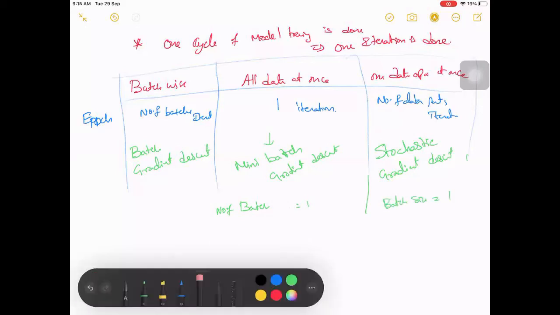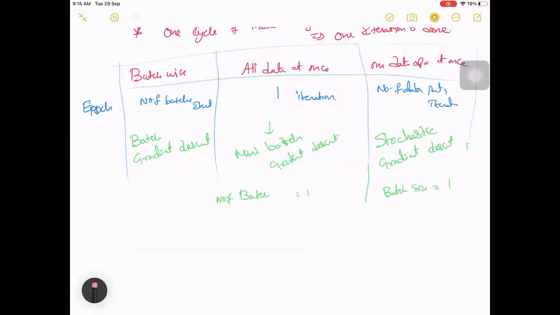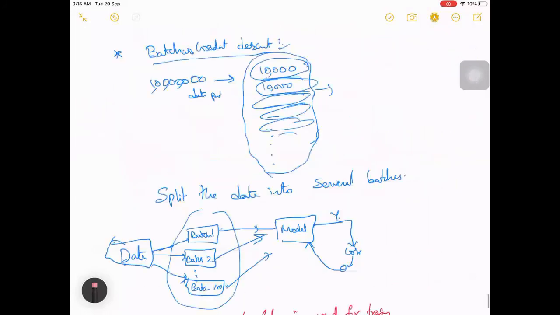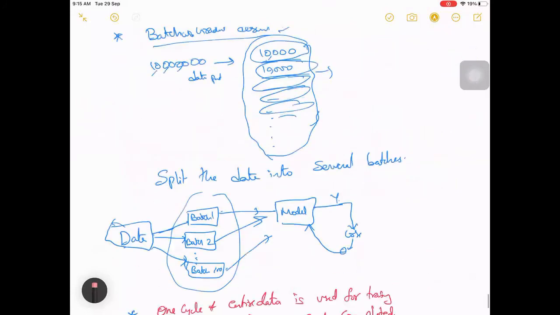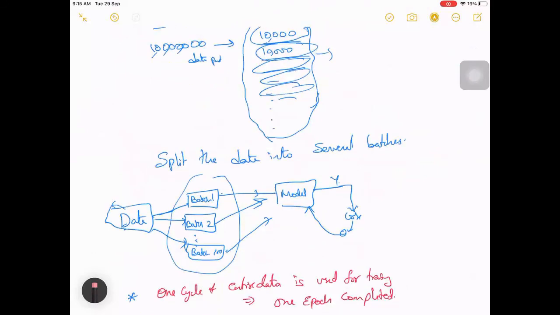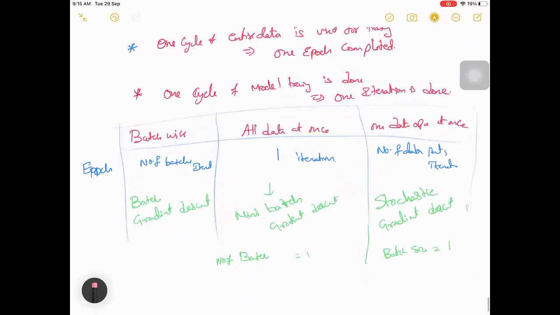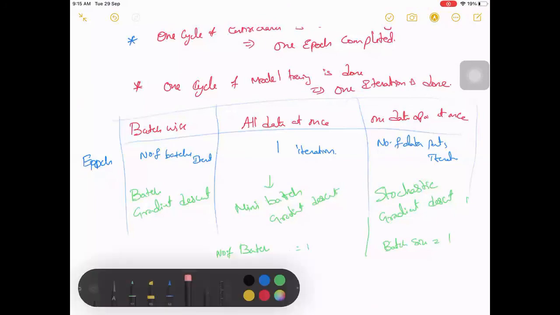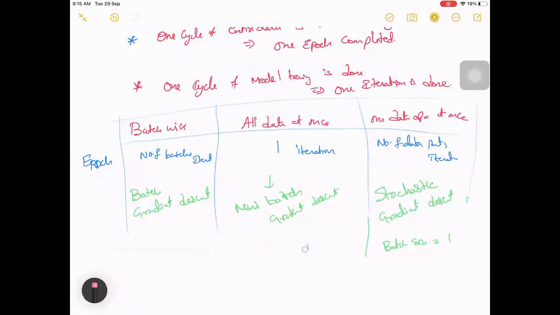Some kind of analogy we can do like this, right? If you are dividing into batches and you keep only one data point in one batch, that's stochastic gradient descent. Your batch size is one. So let's not compare it with these two. This we call mini batch as well.